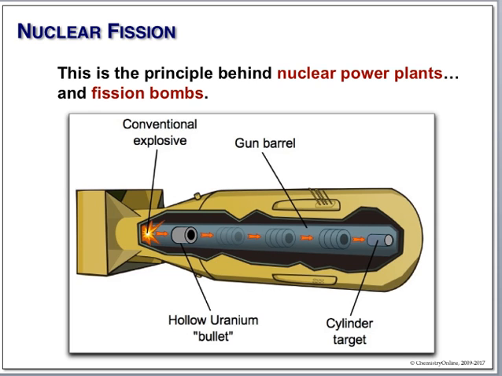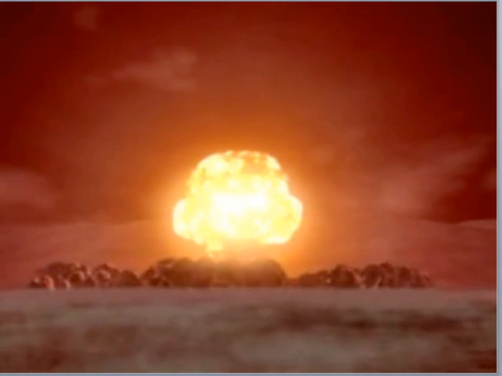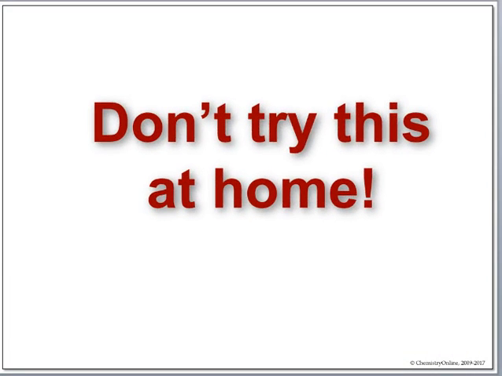So let's look at it. We set off basically an artillery shell here, shooting this thing down the barrel, forms a critical mass at this point, and it goes off. This is the bigger bomb. This is roughly, I'd say, about 12 kilotons. So about the size for Hiroshima.